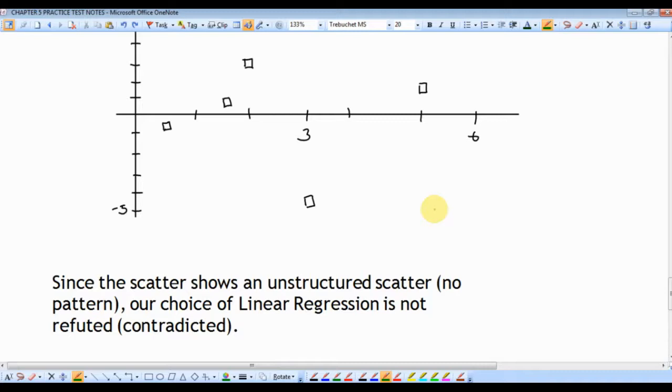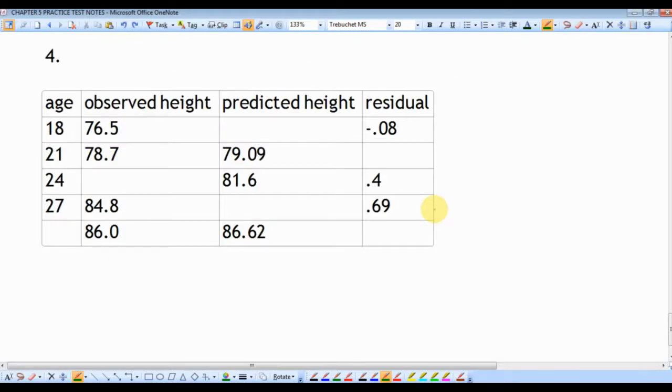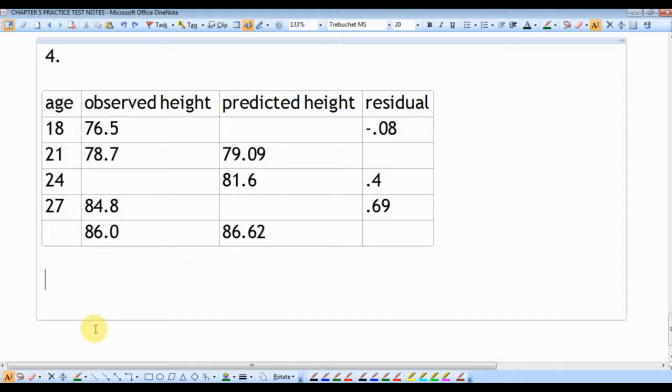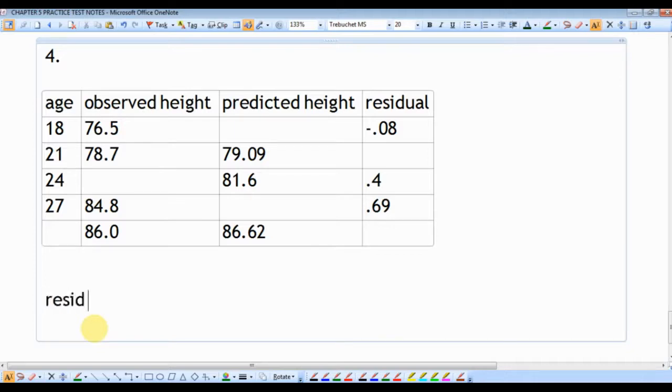Okay, moving on to 4. Joey appears to be growing slowly as a toddler. His height at 18 to 30 months of age increases as follows. And then we get an incomplete chart that looks like this, and we're supposed to fill it in. So the key equation here is the residual is equal to actual minus predicted.